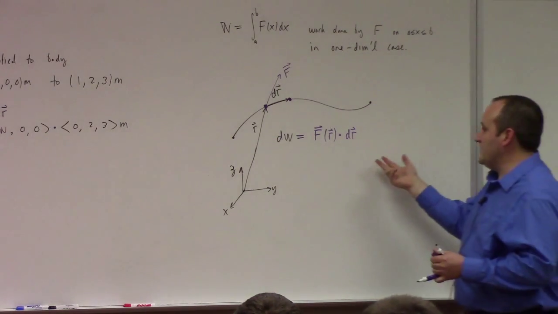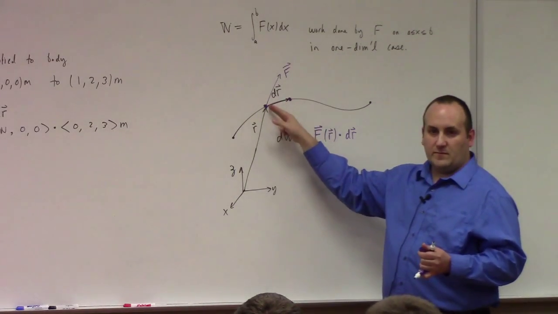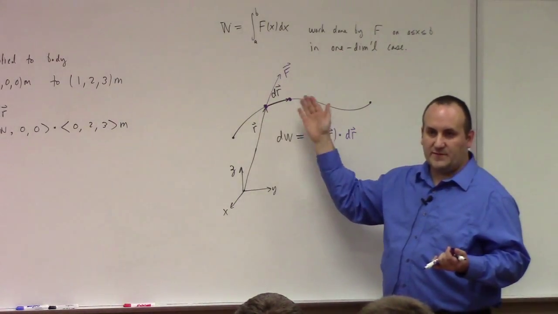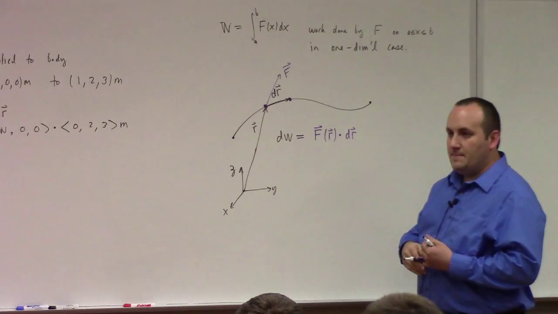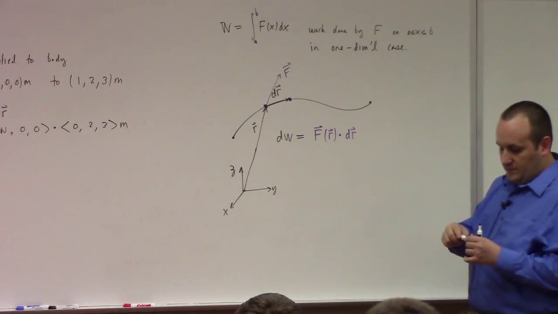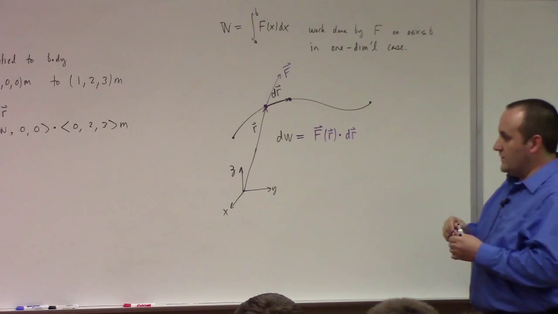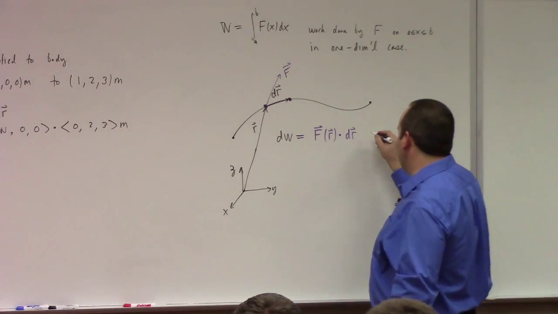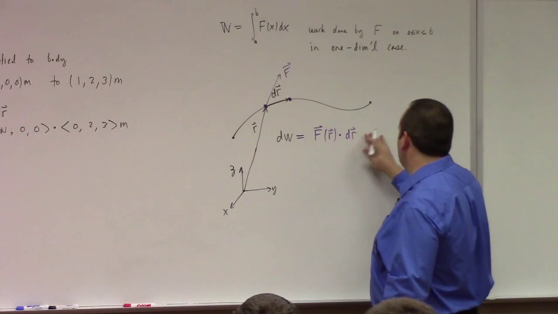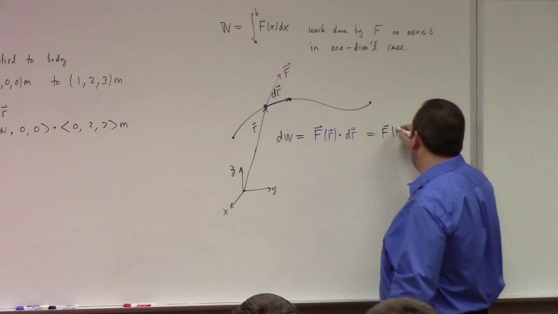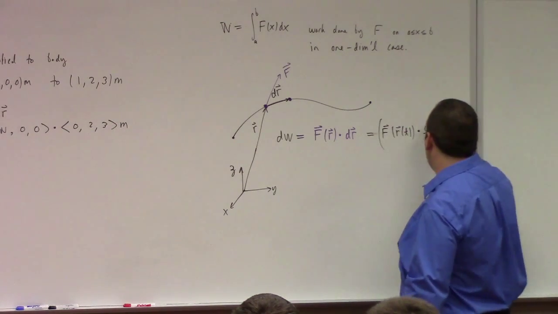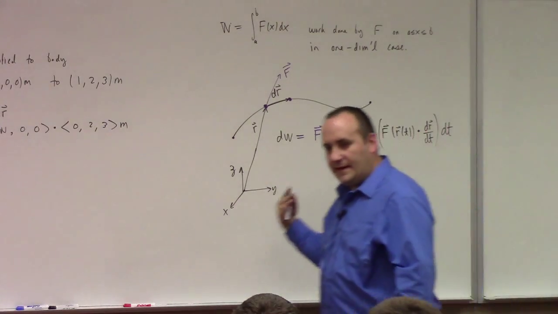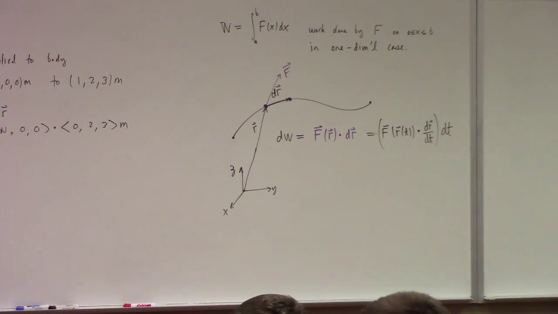Now, if it's an infinitesimal displacement, the force isn't changing much from r to r plus dr, right? So this is a very reasonable thing to write as the infinitesimal amount of work done going over that displacement. But how do you actually calculate this? Well, you write it in terms of a parameterization. Expressed in terms of parameters, this equals F of r of t dotted with dr/dt times dt. And then you integrate that over the appropriate time domain, and that gives you the total work done by the force along the curve.